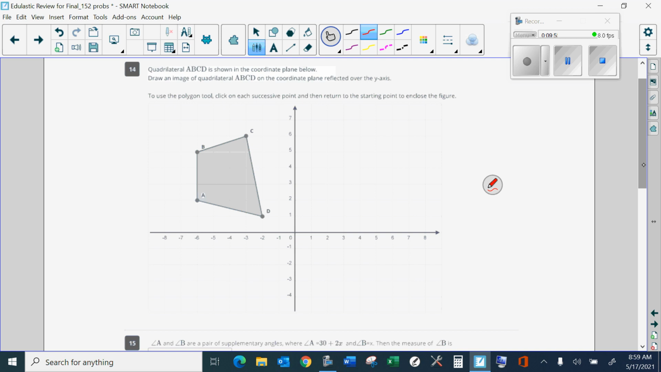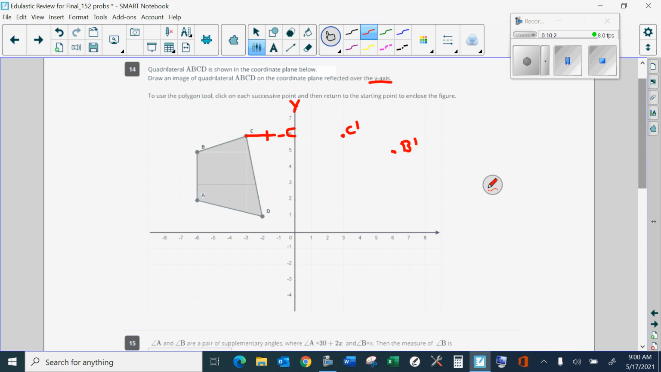Use the polygon tool. Obviously, I won't be able to do this once I put the points. Reflected over the y-axis. So remember, I just count, here's the y-axis, just count and go across 1, 2, 3, because all reflections are at 90 degrees to the line of reflection. Same distance also. 1, 2, 3, 1, 2, 3. So there's C prime. It's at -6, so it's going to be +6.